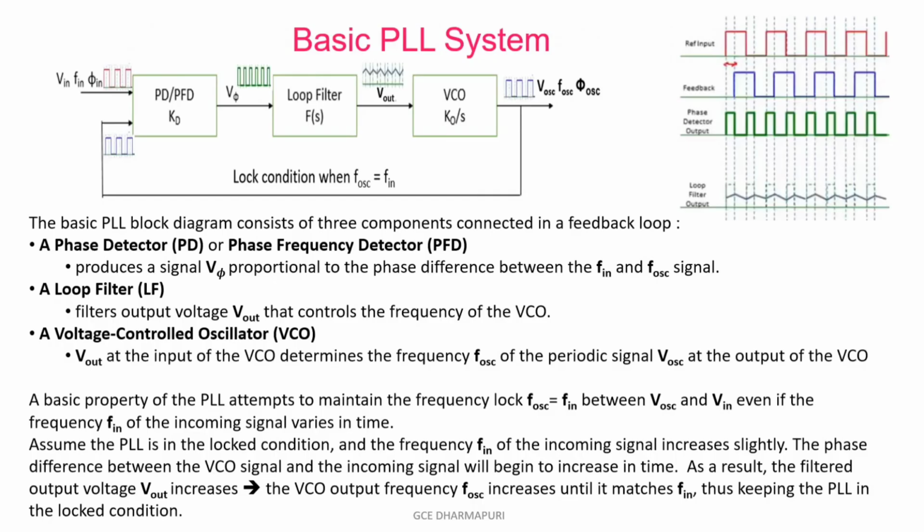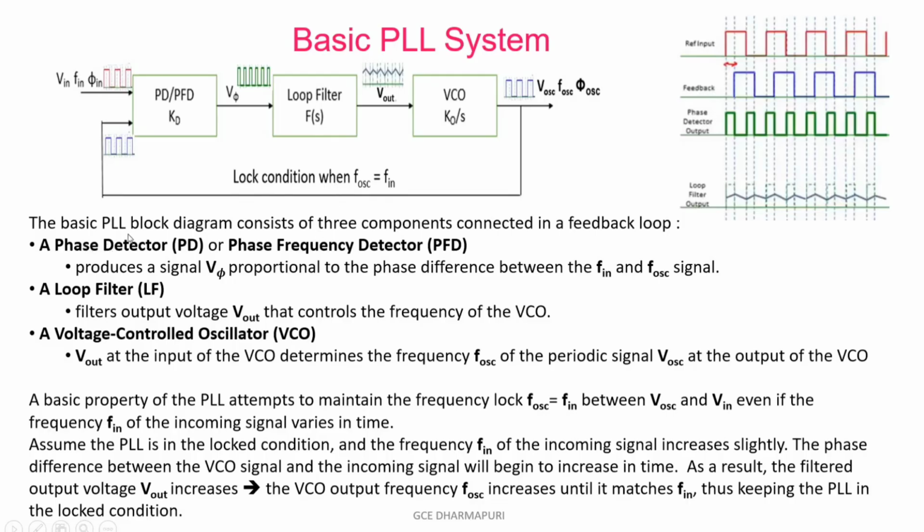So this is a block diagram of a basic PLL system. First, it contains a phase detector, then a loop filter. It is normally a low pass filter, and you have an amplifier. Since the output of this loop filter is low in amplitude, this is amplified and given to a VCO, which will generate an oscillating frequency FOSC. If the oscillating frequency and the frequency that we are giving as input, that is Fin, are the same, then it is called the locked condition.